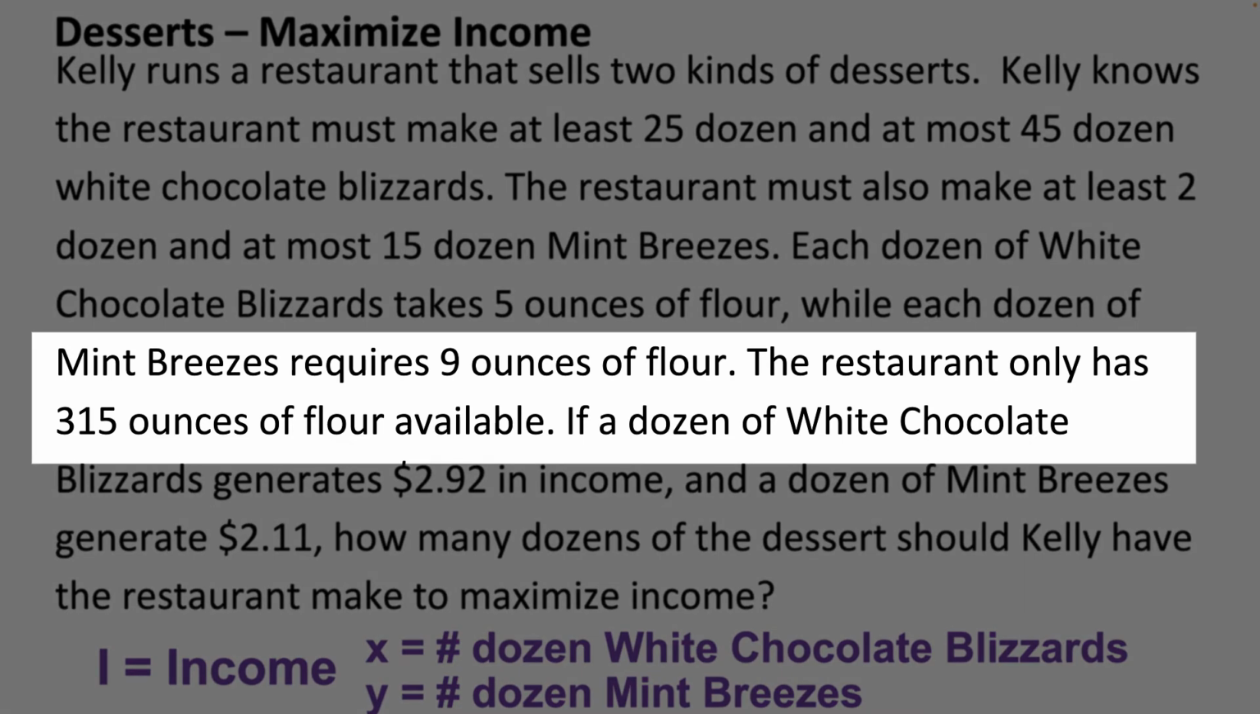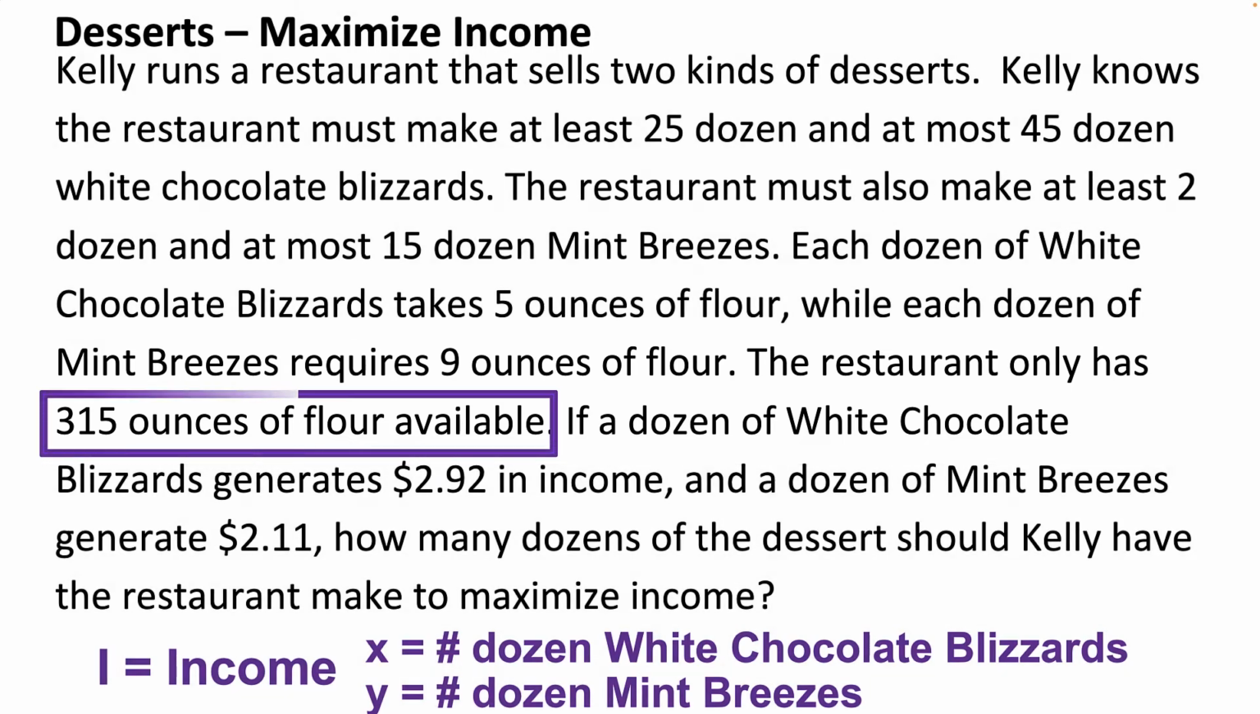Toward the middle of the paragraph, we see that this restaurant only has 315 ounces of flour available. So one of the constraints is how much flour is available. Even if this restaurant wanted to make 300 dozen desserts, it would not be possible since there is a limit to how much flour they have. Whenever you want a constraint, you usually need to see how it relates to the variables.